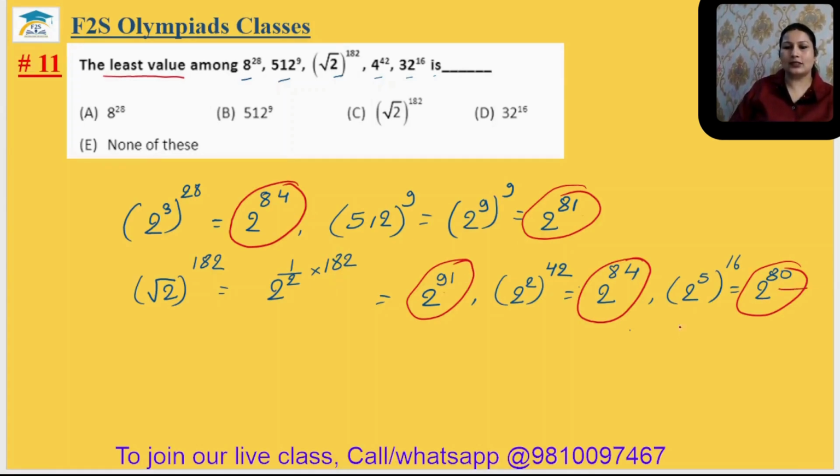80 is the least. So it means this term will be the least, and this term is 32 to the power 16. This is in option number D. The 11th answer will be D.